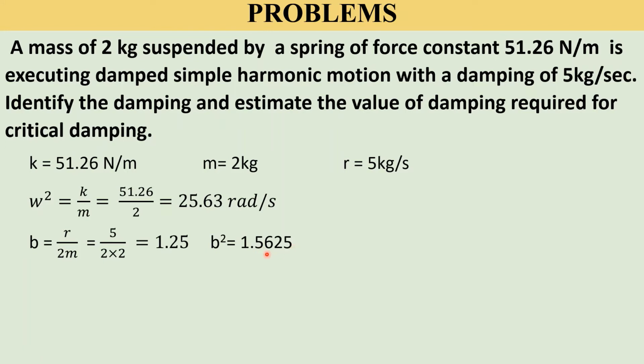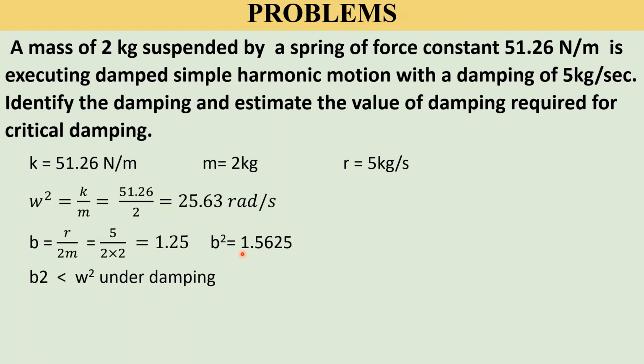So this is the value of B squared. This is the value of omega squared. So omega squared is very large compared with B squared, or B squared is very small compared with omega squared. So that means it is a low damping or under damping. So this is the case of under damping.